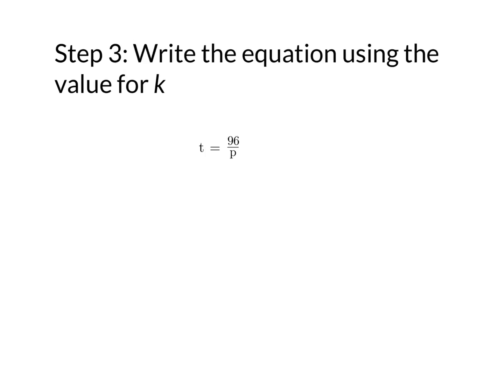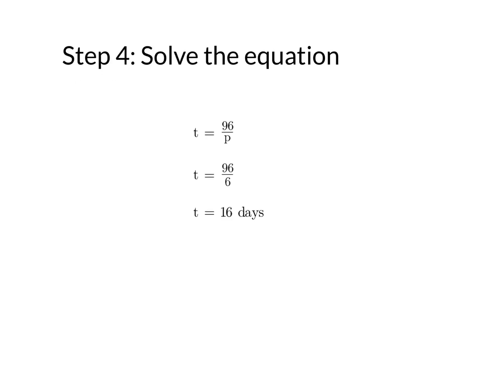You then write the equation using the value for k, so that means that k was 96, so t equals 96 over p. And finally, you solve the equation. So the second part of the question was, how long does it take 6 people? So therefore it's 96 over 6, which is 16 days.